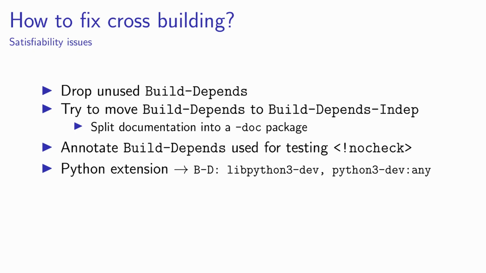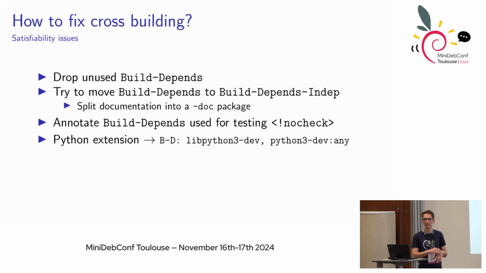If you're faced with the Python extension, the current way to do it is changing the Python dev dependency into 2 dependencies, one of which has lib prepended and the other one has :any appended. And then it tends to work.